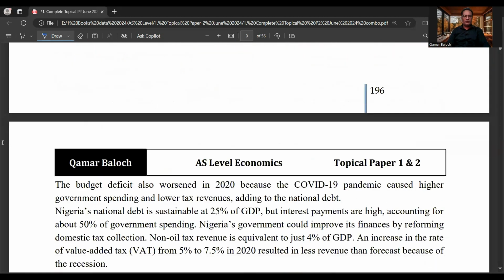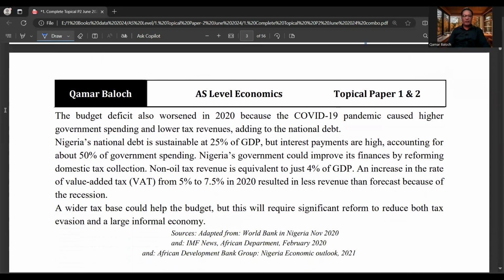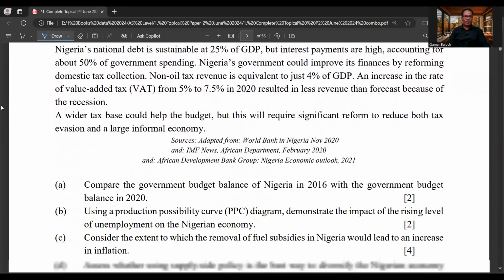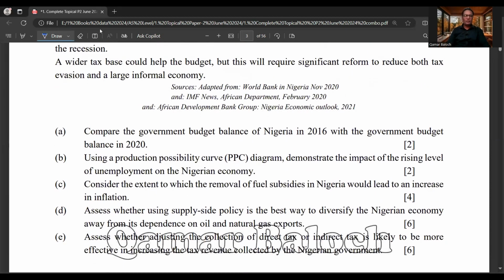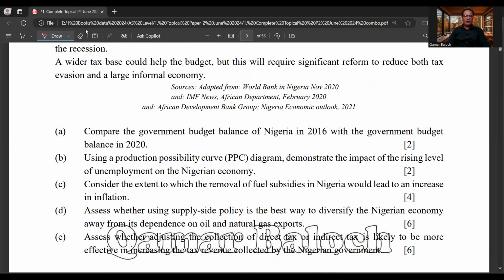Okay, so you can stop the video, read the case study carefully, and then move to the questions. So these are the questions. The first question says: compare the budget balance of Nigeria in 2016 with the government budget balance in 2020.